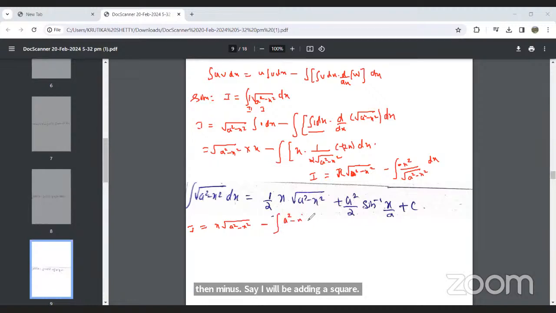Okay, and I will be subtracting a square. So add a square and then what? Subtract a square. Okay, and divided by root of what we have, a square minus x square dx. So again we have to apply the same step, that is split the denominator.